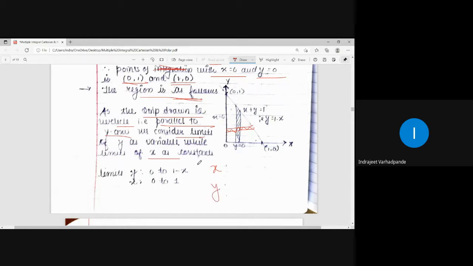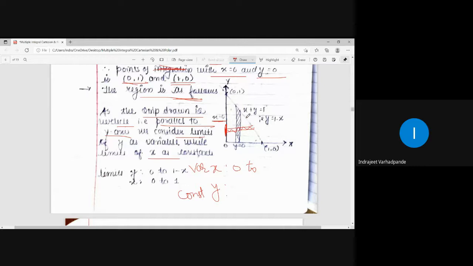So parallel to the x-axis means variable limits will come for which variable? x. Constant limits will be for? y. Now in this case, when you are drawing the horizontal strip parallel to the x-axis, what is the extreme left end of the strip lying on? It is lying on the y-axis. So what is the equation of the y-axis? It is x is equal to 0.